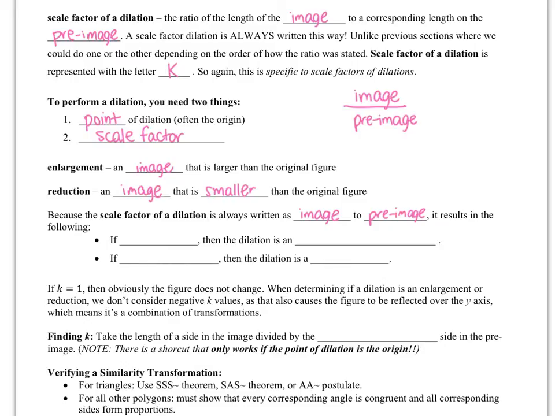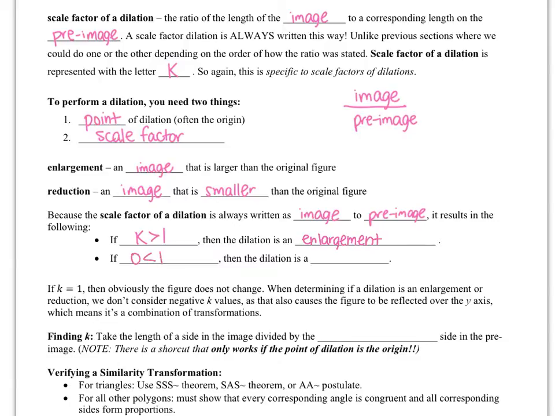So if it's image to pre-image, if k is greater than 1, that means that, in our fraction, the length on the image is bigger than the length on the pre-image. So that means the image, the resulting figure, is bigger than this, so it's an enlargement. So if k is greater than 1, it's an enlargement.